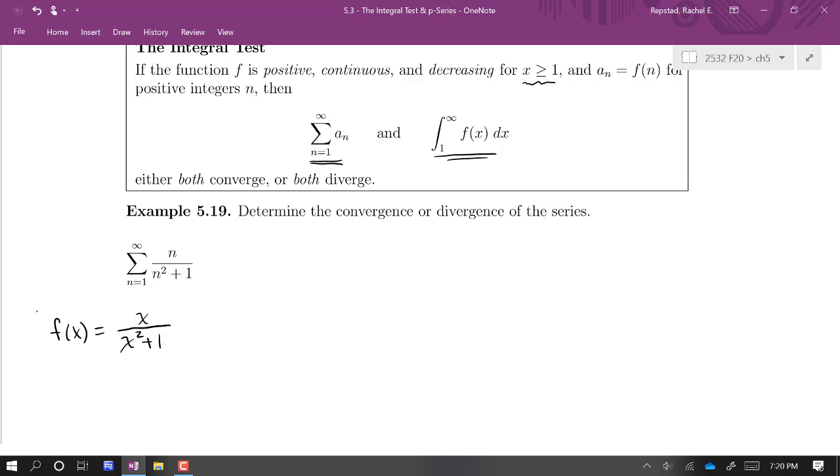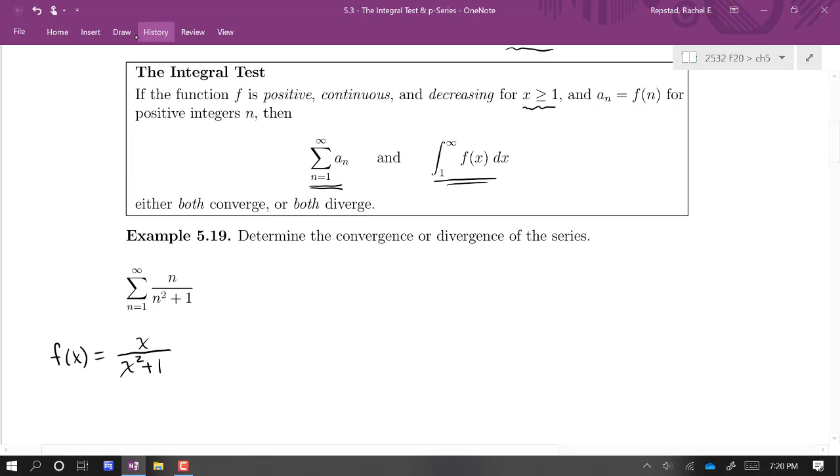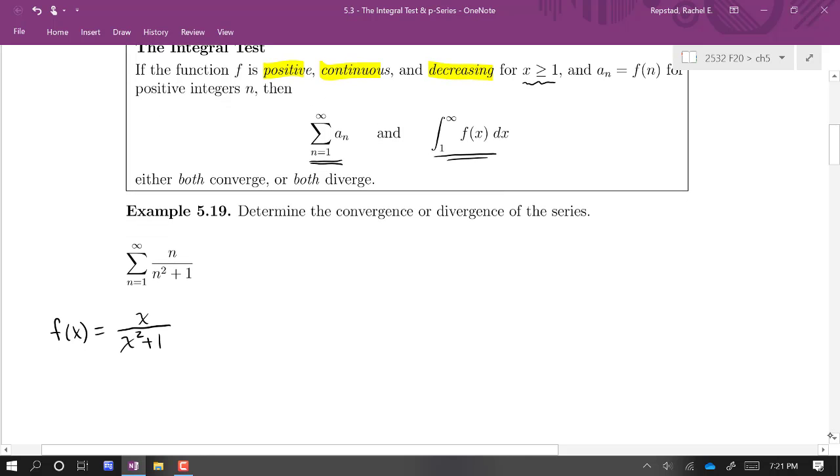Then I have to make sure that the integral test applies. So that's up here in the beginning. We have to make sure that the function is positive, continuous, and decreasing. Certainly f of x is positive as long as x is at least as big as 1. So we can check that off.